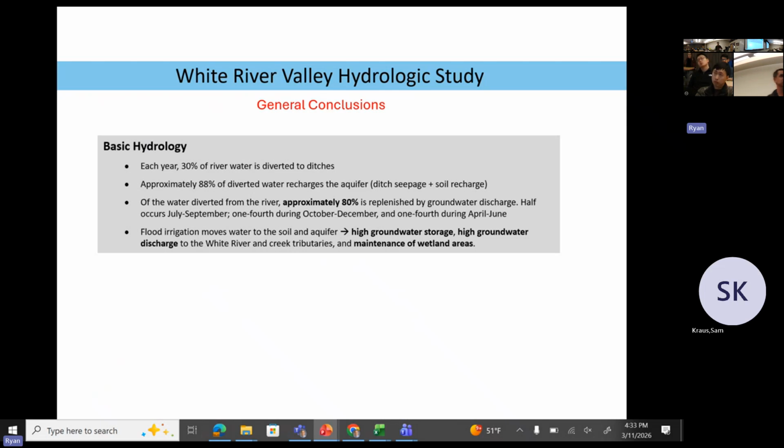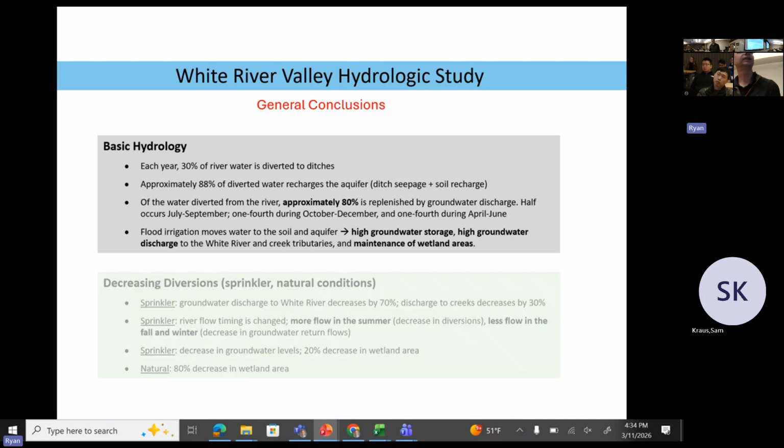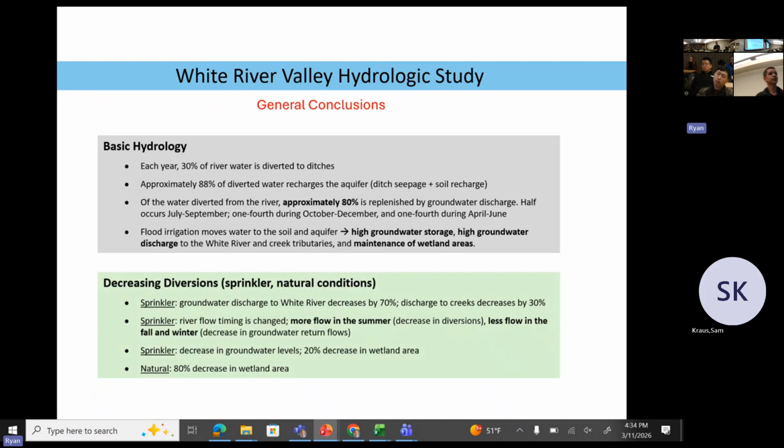So here are just some general conclusions. Basic hydrology, we already went through this, but of the water diverted from the river, 80% is replenished by groundwater discharge. Half of that happens in July through September, 1/4 during the fall, and then one fourth during the following spring. Flood irrigation moves water to the soil and aquifer, high groundwater storage, high groundwater discharge, and maintenance of wetland areas. So if you decrease those diversions for sprinkler or natural conditions, you're going to decrease groundwater discharge to the White River. You're going to retime river flow, more flow in the summer, less flow in the fall and winter. And then you're going to have a decrease in wetland areas.